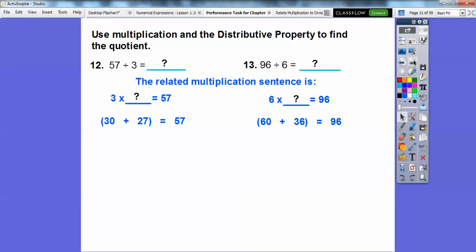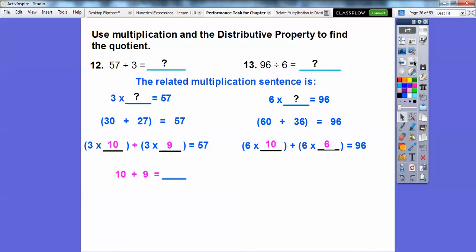So what we're going to do is think of 3 times what gets us this number, 3 times what gets us this number. Over here, 6 times what gets us 60, and 6 times what gets us 36, and that'll give us that 57. Okay, so 3 times 10 is 30, 3 times 9 is 27. Over here, 6 times 10, and this one's 6 times 6. Okay, so we add up those numbers there. So 10 plus 9 is 19. Over here, it's going to be 10 plus 6. Okay, so we get 19 and 16.